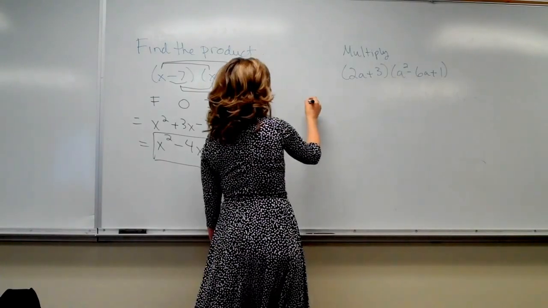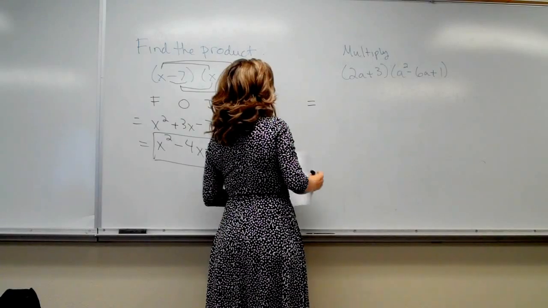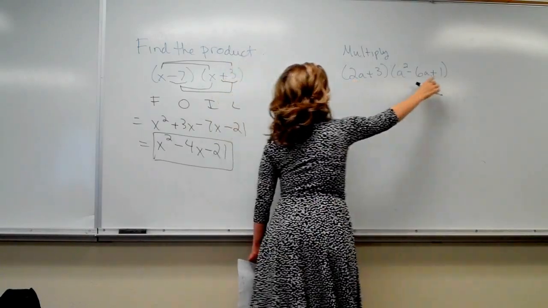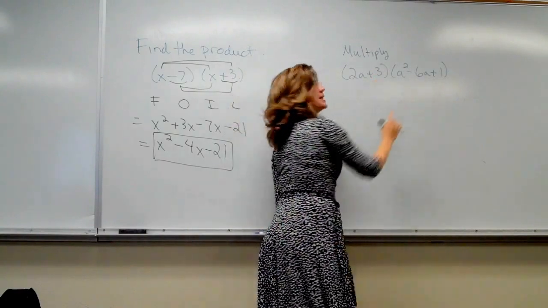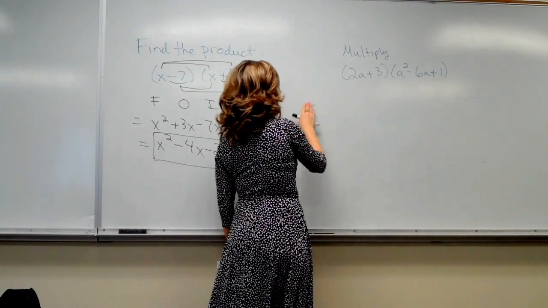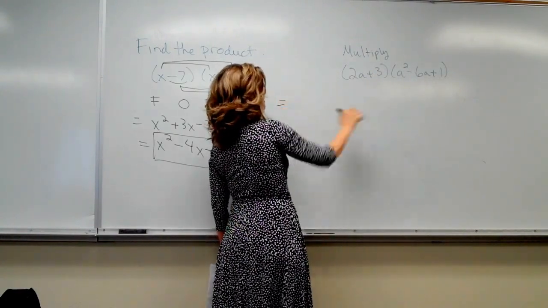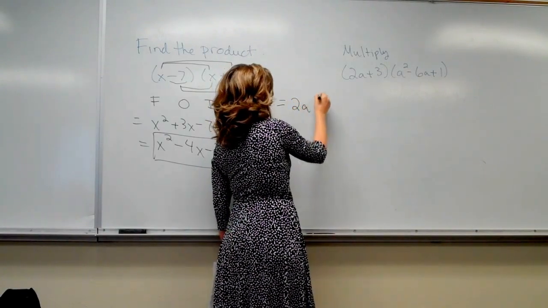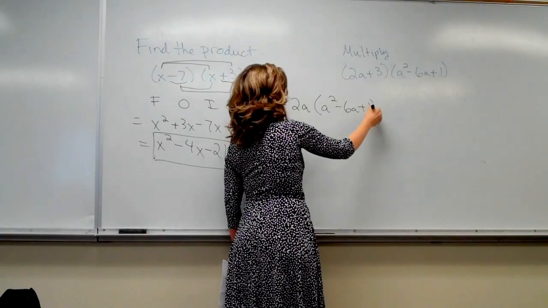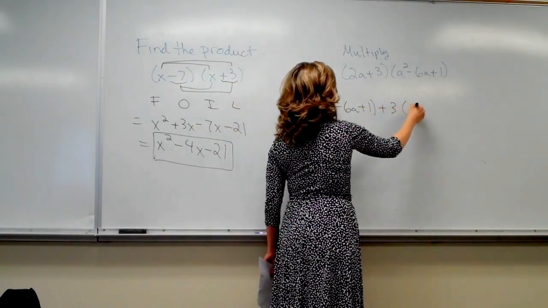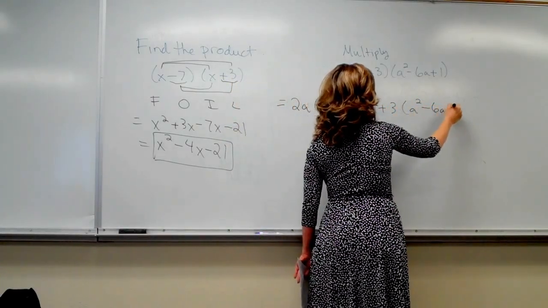And this is one way to do it. So I'm going to multiply the 2a times this entire polynomial. Then I'm going to multiply the 3 times this entire polynomial. So I like to actually back up a little so I have more room. 2a times a squared minus 6a plus 1 plus 3 times a squared minus 6a plus 1.